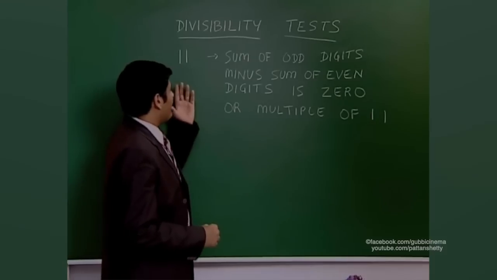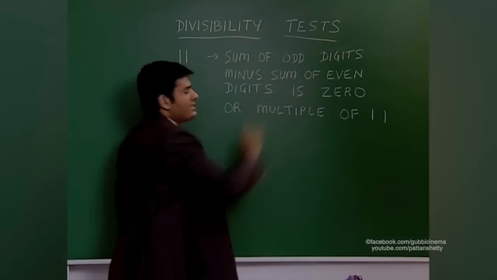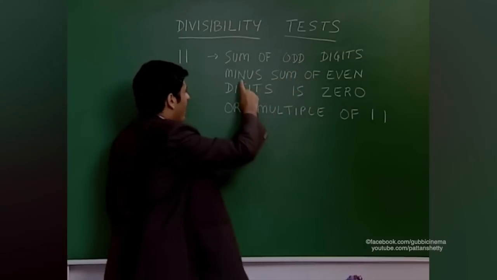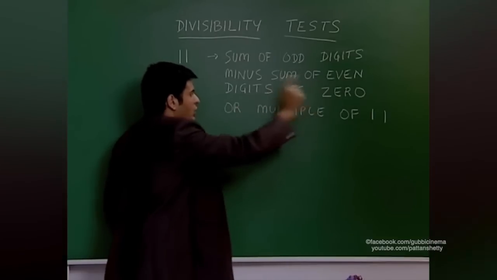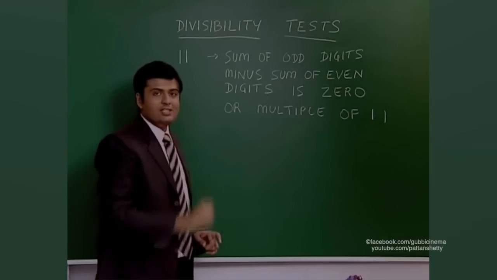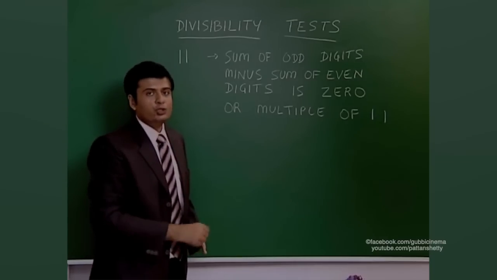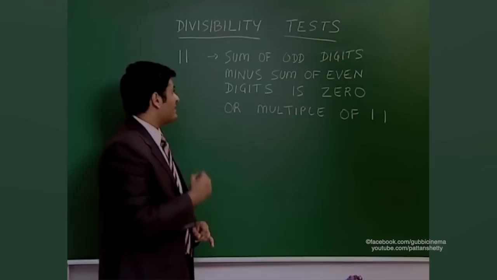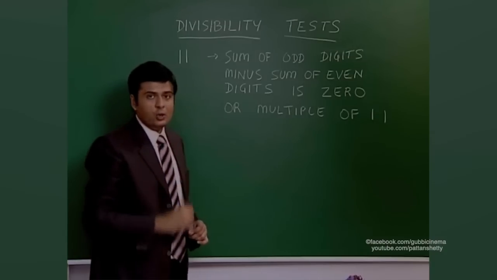So the test of 11 says if the sum of the odd digits in the number minus the sum of the even digits is either 0 or a multiple of 11, then the whole number is divisible by 11. Please remember friends, tests of 2, 3, 4 are very common, but numbers like 7, 8, 11 are not so common, which we are giving you in this course.